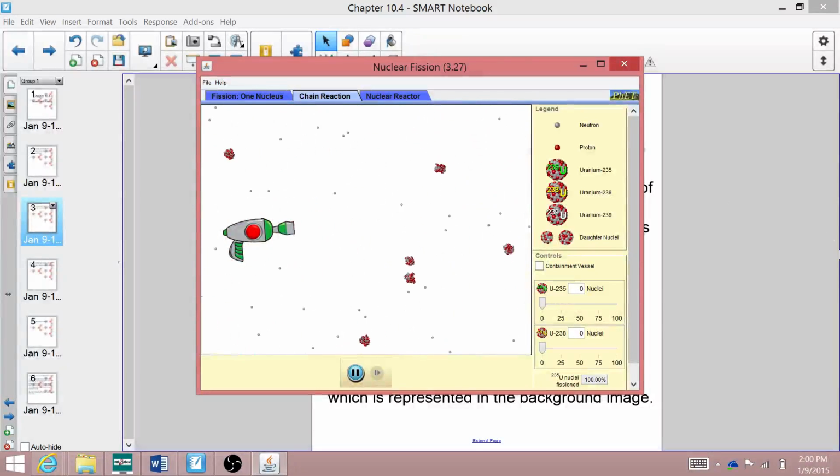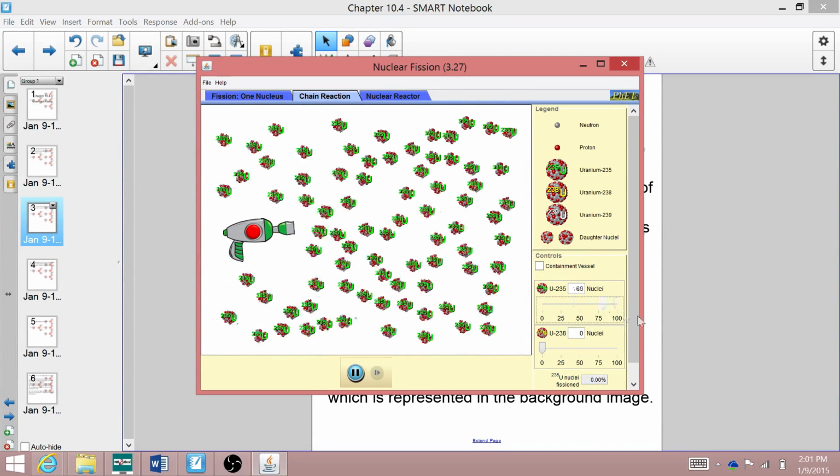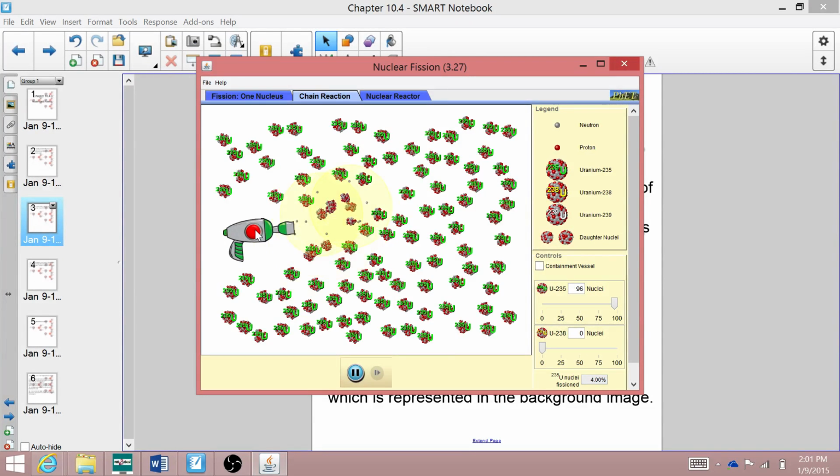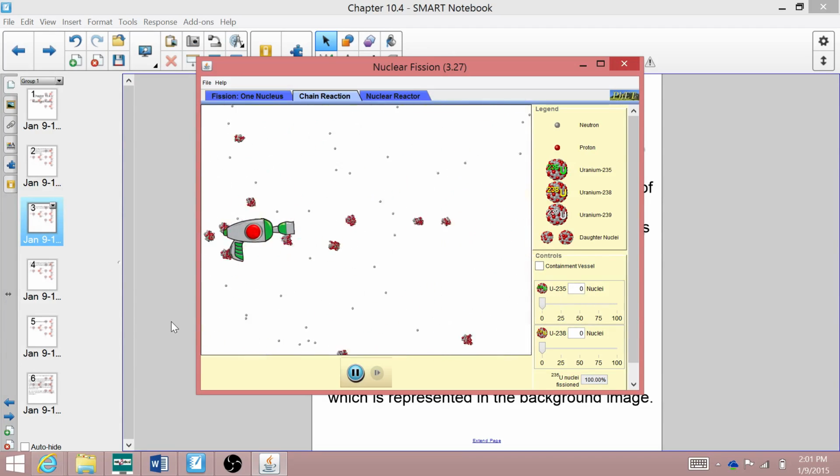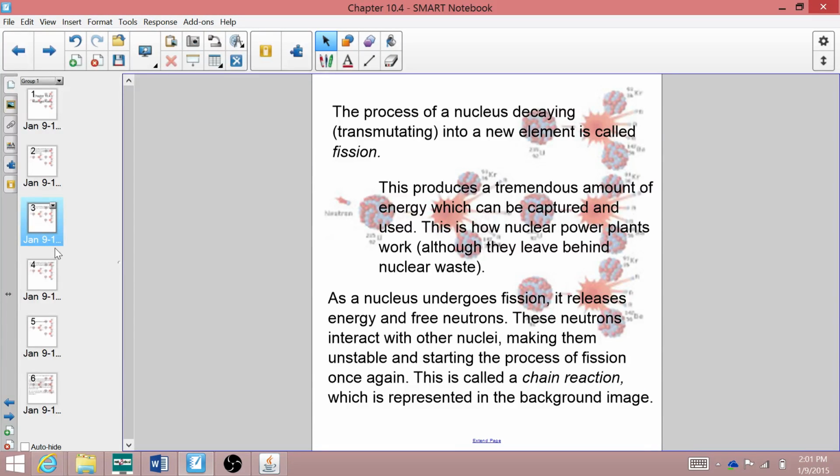Now, all of those yellow circles you see are energy bursts that are being let go. So you can see why a chain reaction would release a lot of energy. This energy, when contained, can be used in a power plant to give us electricity. And when it's uncontained and it gets out of control, that's how we get atomic bombs.